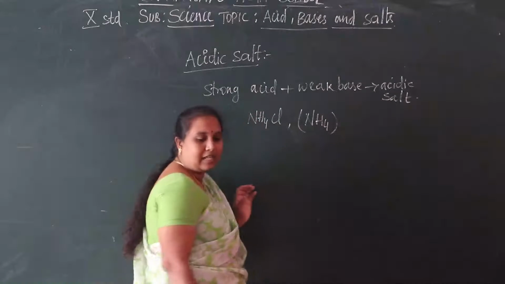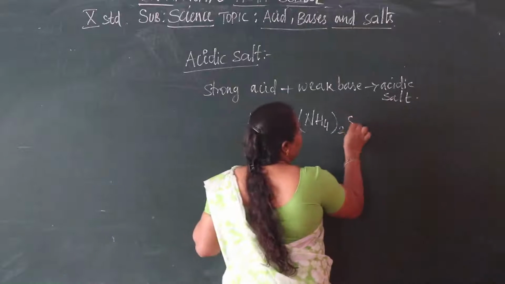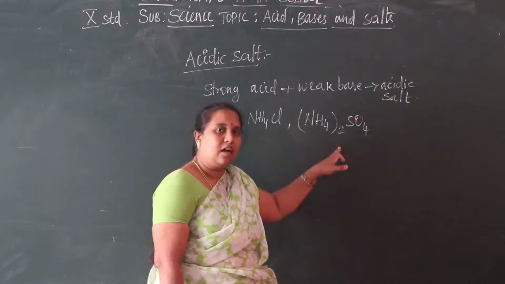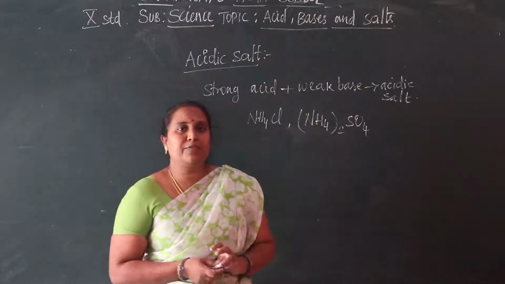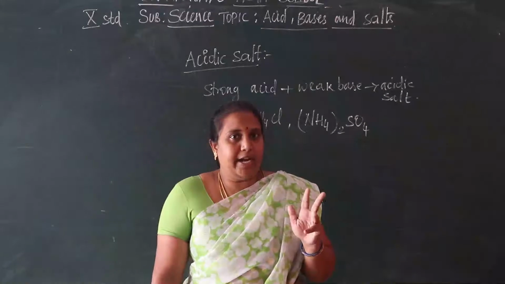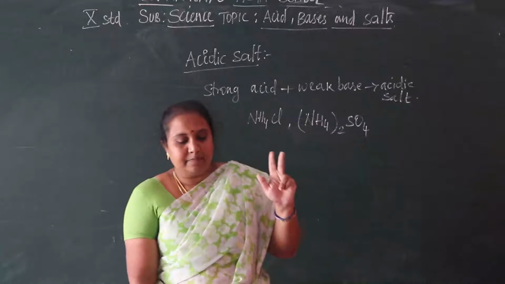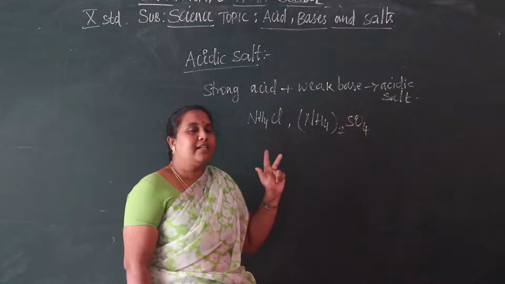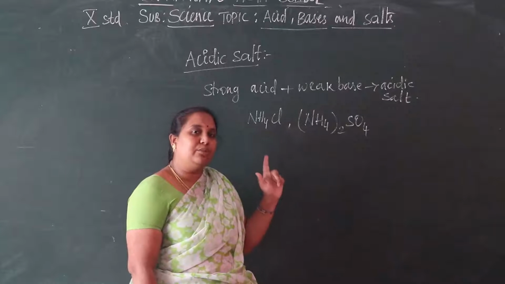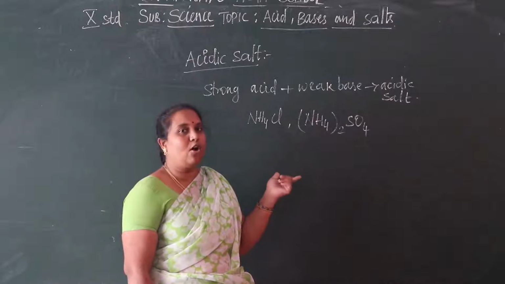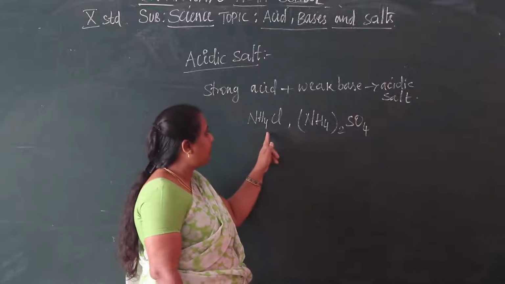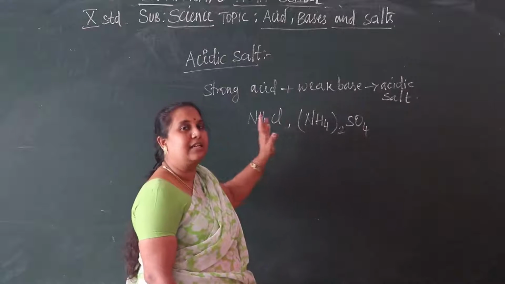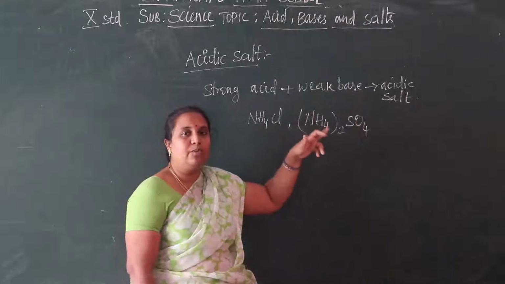Ammonium sulfate. These are the examples for acidic salt. We have the examples for neutral salt as sodium chloride, potassium chloride and sodium sulfate, by the reaction between strong acid and strong base. But here we have the acidic salts, ammonium chloride and ammonium sulfate, from the reaction between strong acid and weak base.